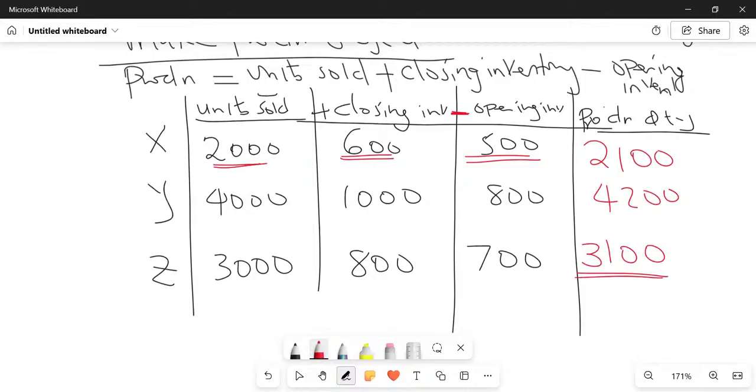Which acronym are we using when coming up with functional budgets? I want to see whether you guys are following, because the examiner may not give you that order. He expects you to know some acronym. SPAMP, pay. Thank you so much. So now we are through with production budgets.